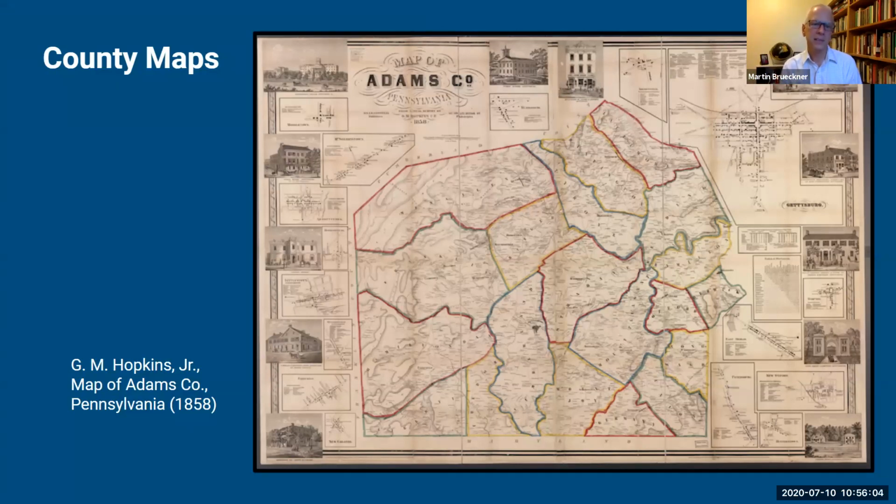So in this case, Hopkins's map of Adams County in Pennsylvania is a great example where your home, your personal property, so to speak, is now added to the map as a form of embellishment, so you could actually zoom in and out of the map. They even gave a little street map attached to your home so that people could really find you. Nobody's worried about privacy at this point, right?